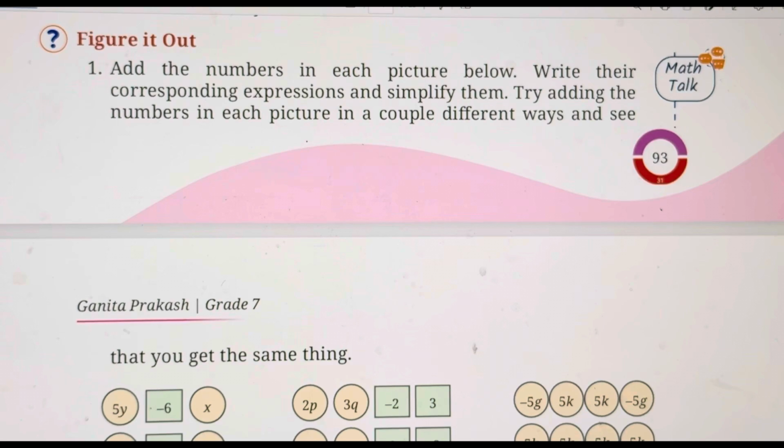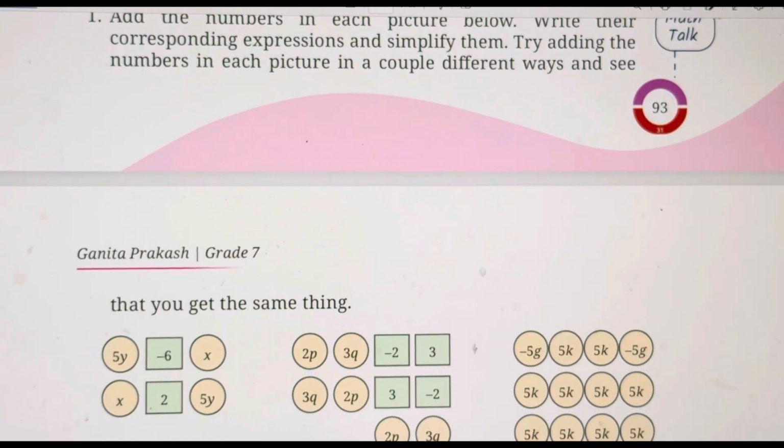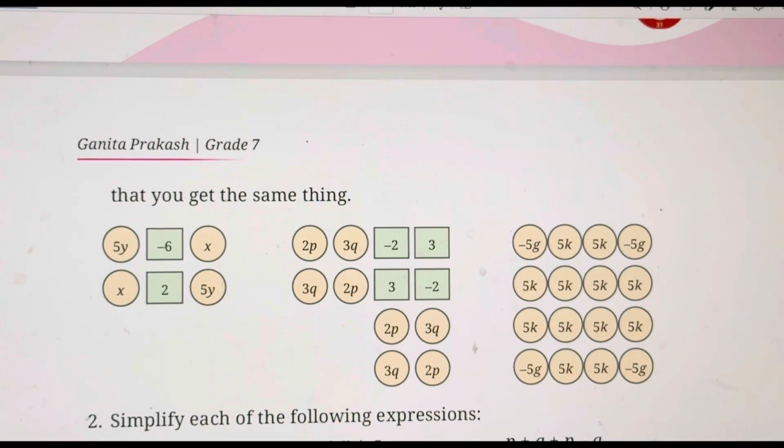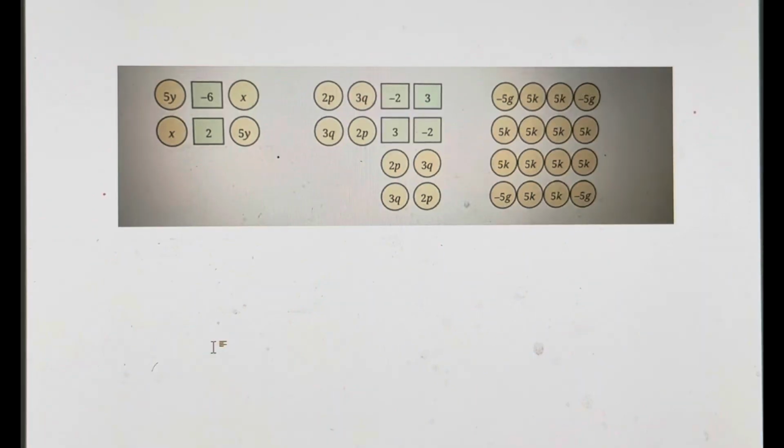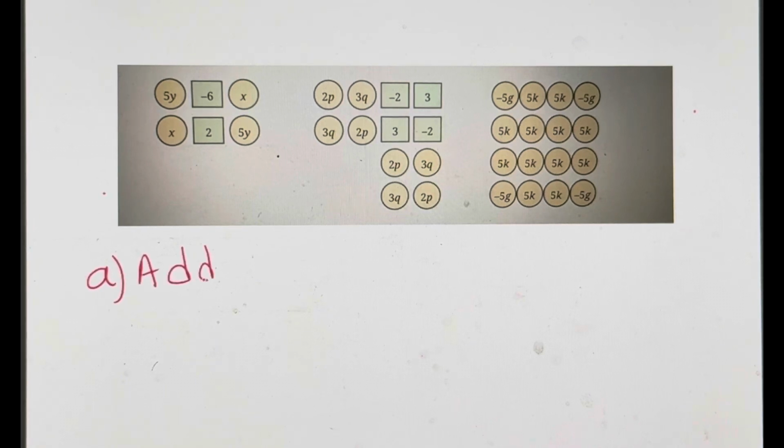These are the pictures which are given, and we need to write different ways of expressing. This is picture number 1, 2, and 3. So let us try to solve. Let us try to solve the first expression. If we add it row wise, what will happen?